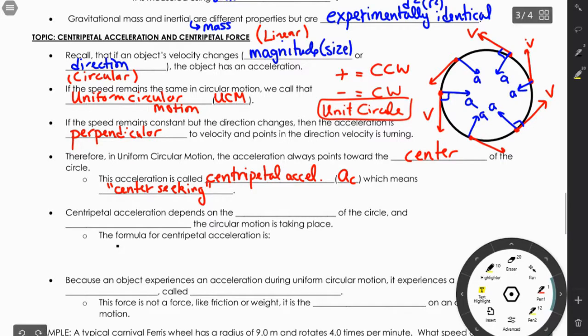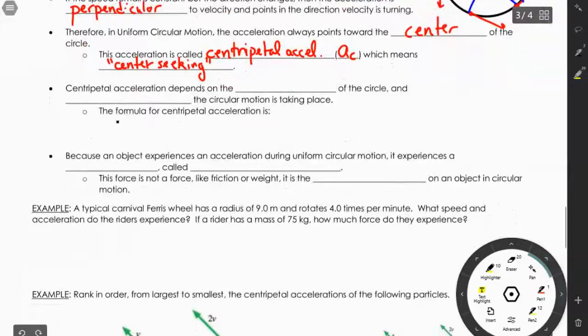So the centripetal acceleration experienced by an object is going to depend on two things: the size of the circle, or the radius of the circle, so how big that circle is, and the speed at which this is taking place. Those are the two factors for centripetal acceleration. Now, the formula for centripetal acceleration is simply v squared over r. I also want to show you another formula. Sometimes the problem may tell you that it takes a certain amount of time for an object to travel in a circle.